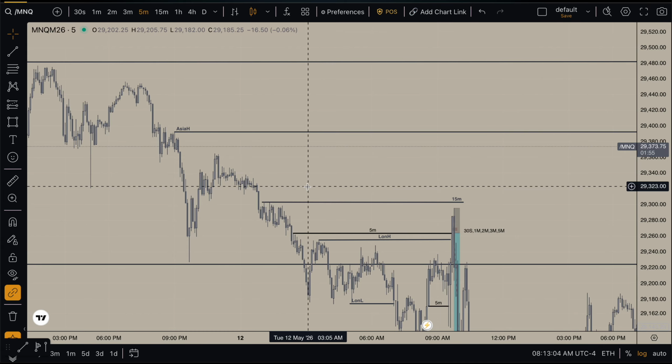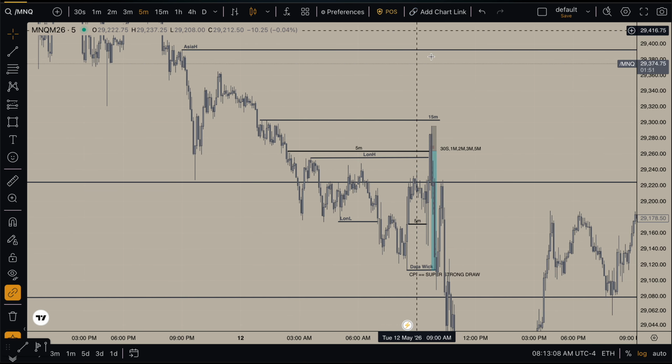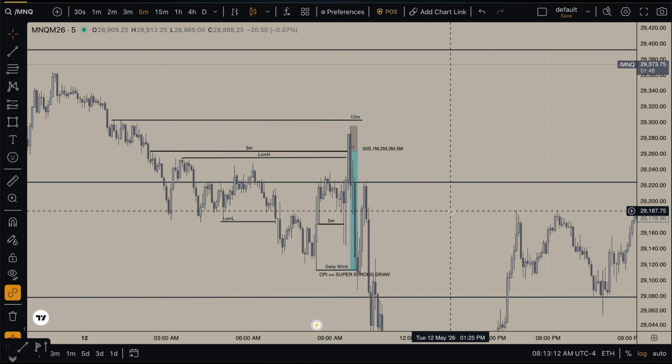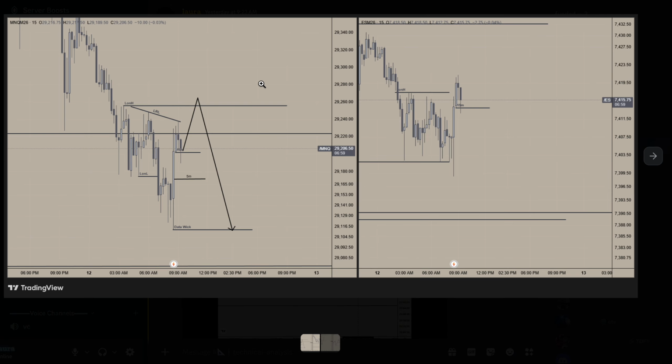So the only reason I took a short today was because market open didn't bring us higher and we kind of had some good price action. So let me show you guys what I wanted to see coming into the day.